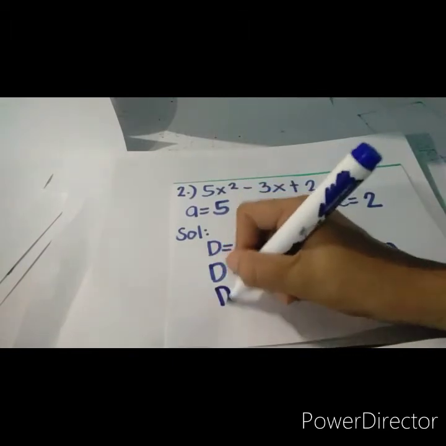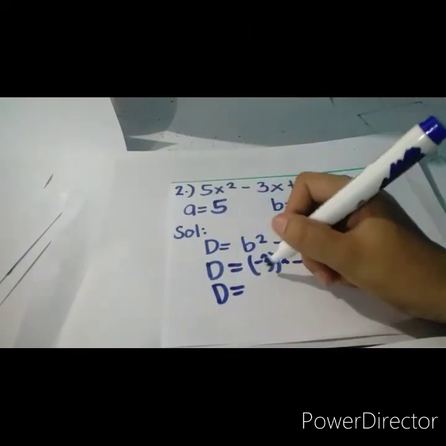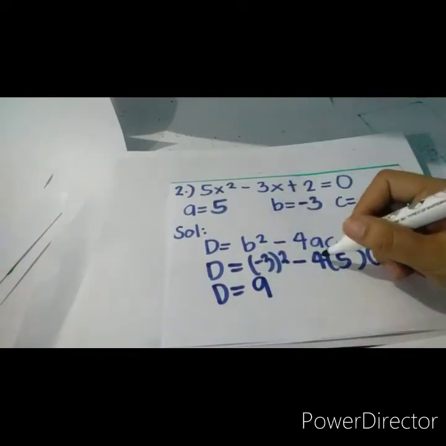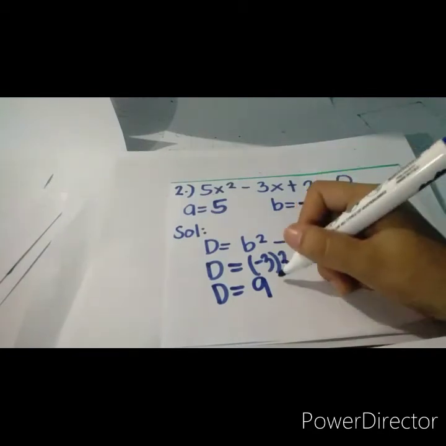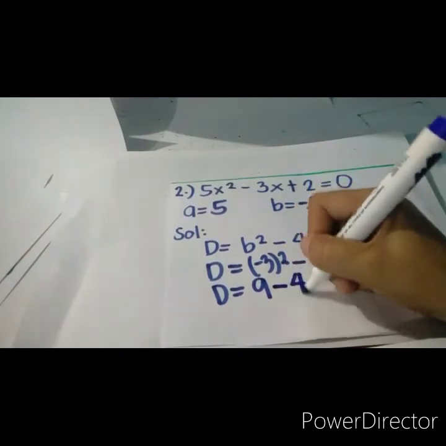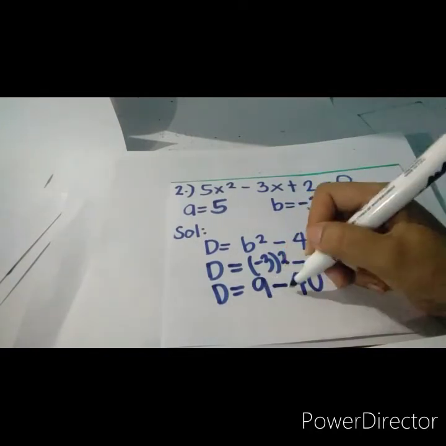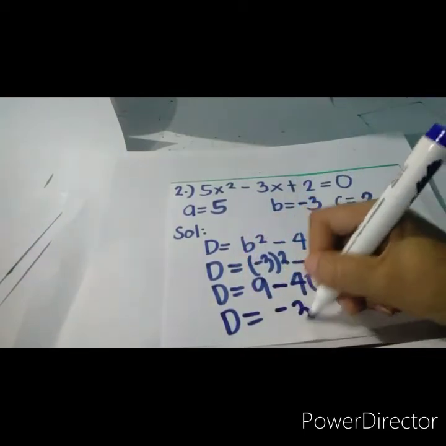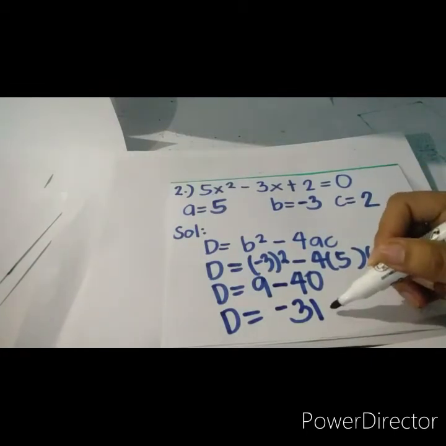So you have to simplify that. Negative 3 squared means negative 3 times negative 3, which is positive 9. And you have 4 times 5 is 20, times 2 is 40. So you have minus 40. Then perform the operation: 9 minus 40, so you have negative 31. So in our example number 2, the discriminant is negative 31.